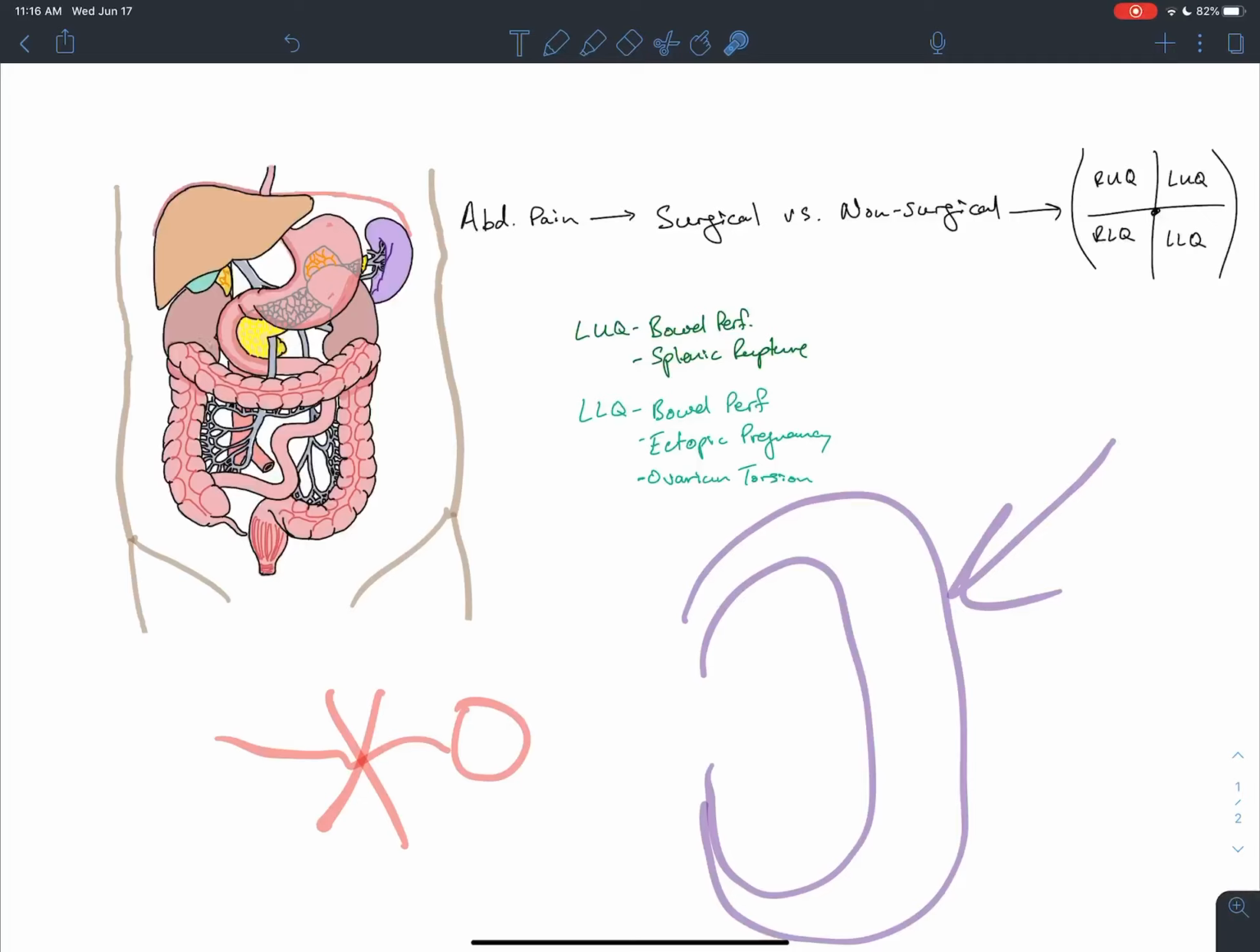And so what they would do is they would go into the cavity and they would try to untorse, uncoil the ovary on itself, and then they would tack down the ligaments that are holding the ovary so that it doesn't have the opportunity to turn anymore. And so those are generally the things that we'll see on the left side. So we have the spleen, we have bowel perforation, same thing with the stomach, and you have your ectopic pregnancies over here on both sides, and then torsion can be on both sides as well. There are, of course, other things in the area, but focusing on what are the surgical causes, these are the ones that we're going to focus on for this class.